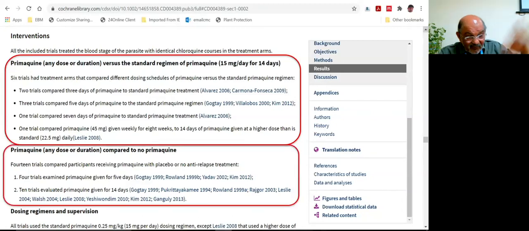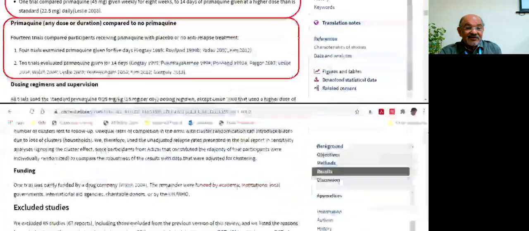Then if you look at no primaquine, 4 trials examined primaquine given for 5 days versus nothing, and 10 trials evaluated primaquine given for 14 days. Interestingly, many of these trials were from India. Right, it's all local evidence.